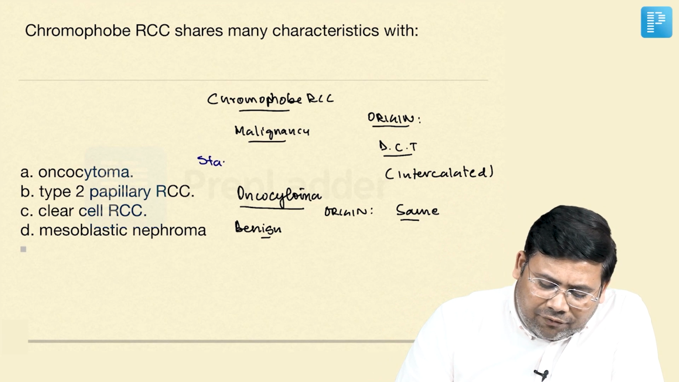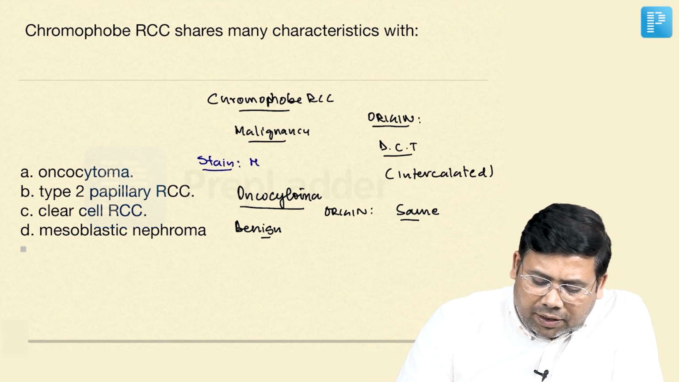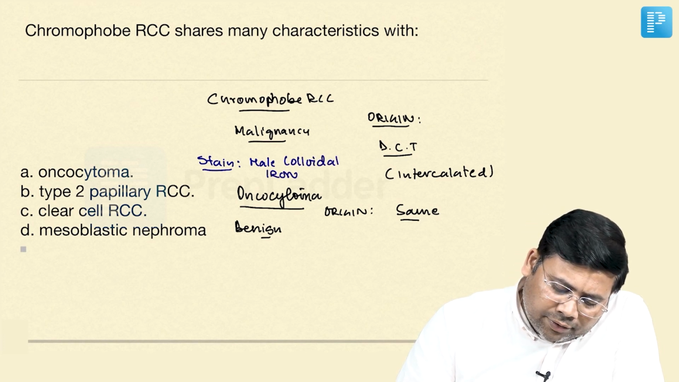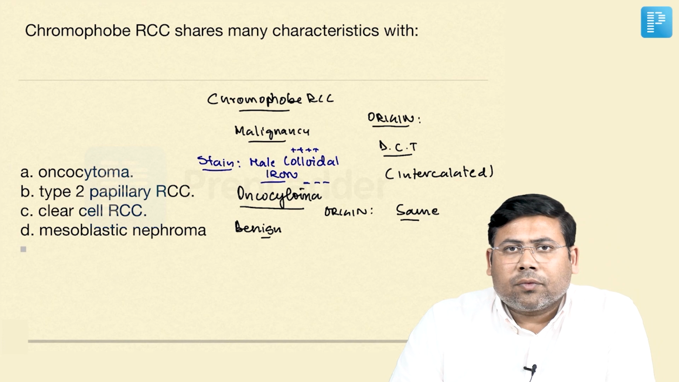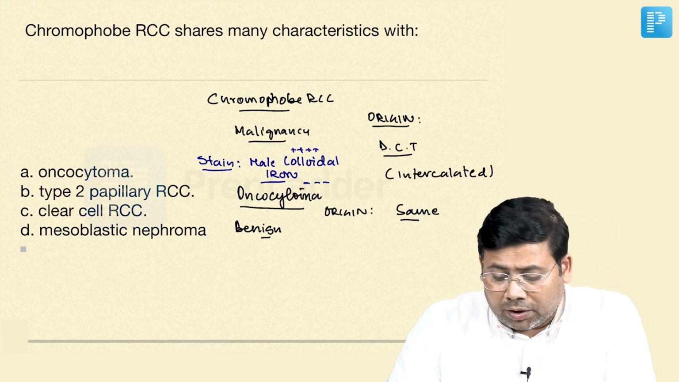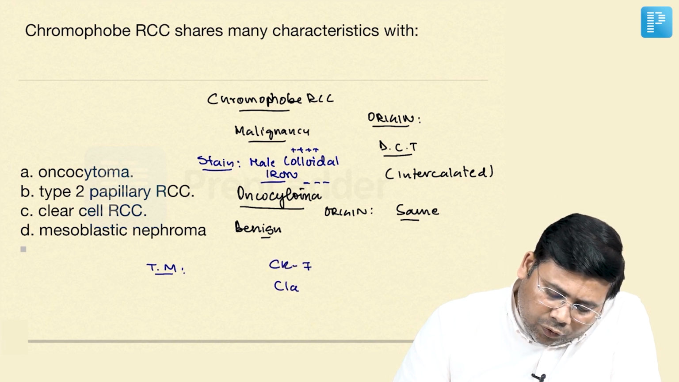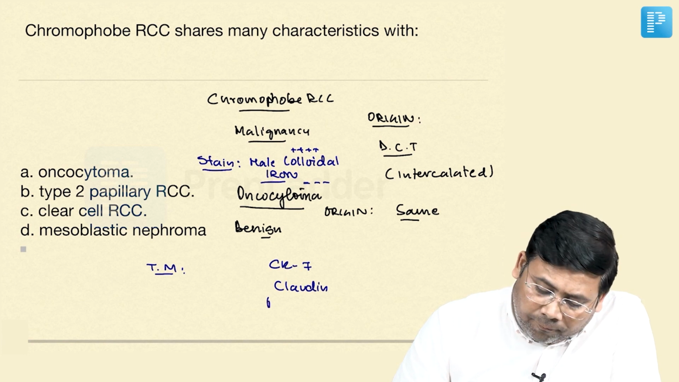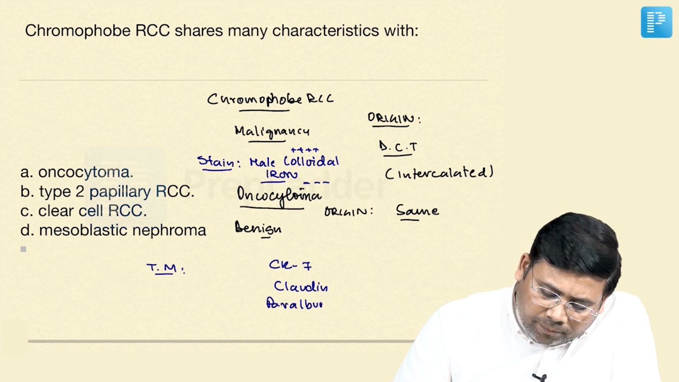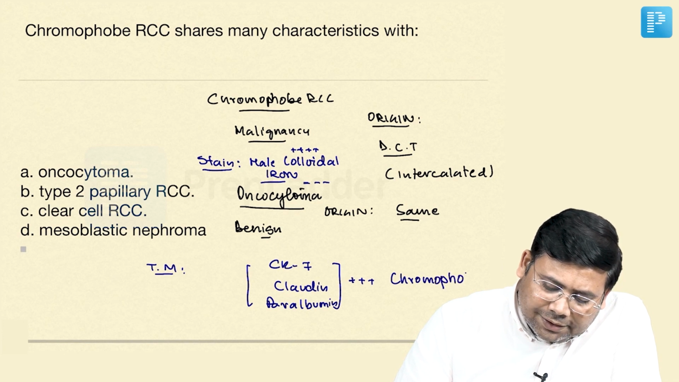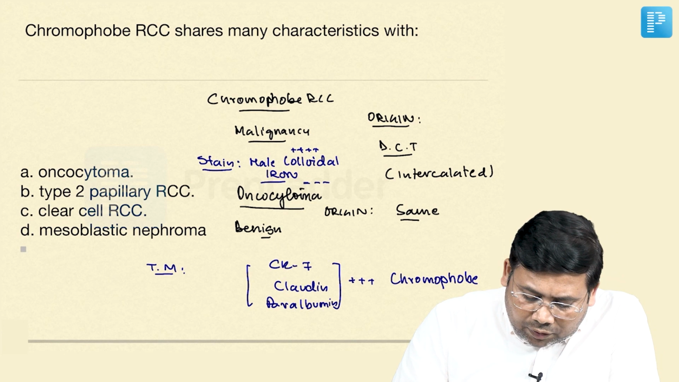The answer is the stain. There is a very important stain known as Hale colloidal iron, and this is positive for chromophobe and negative for oncocytoma. Along with that, there are some tumor markers also, like cytokeratin 7, claudin, parvalbumin. All of them are positive for chromophobe RCC. So the answer for this is oncocytoma.